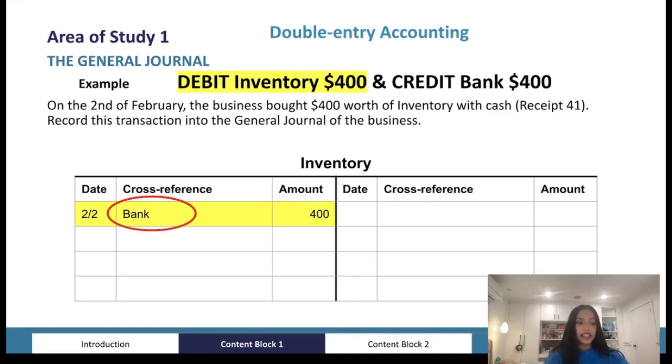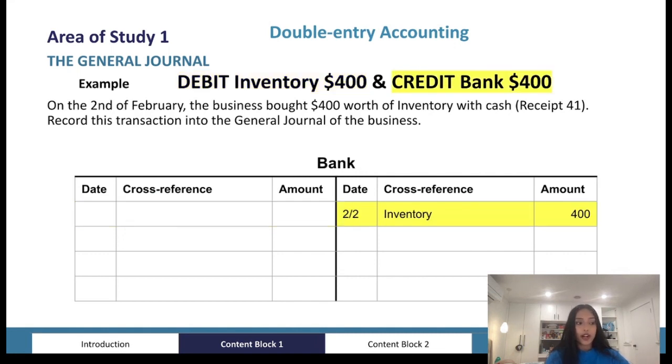You'll notice that the second column is called the cross-reference, and under this is written bank. The cross-reference column is used to record the name of the other account involved in the transaction. In this particular transaction, there are only 2 accounts involved, inventory and bank, but sometimes there could be 3 accounts involved. It could be bank, inventory, GST. If there's 3, then you'll need to put multiple account names under the cross-reference.